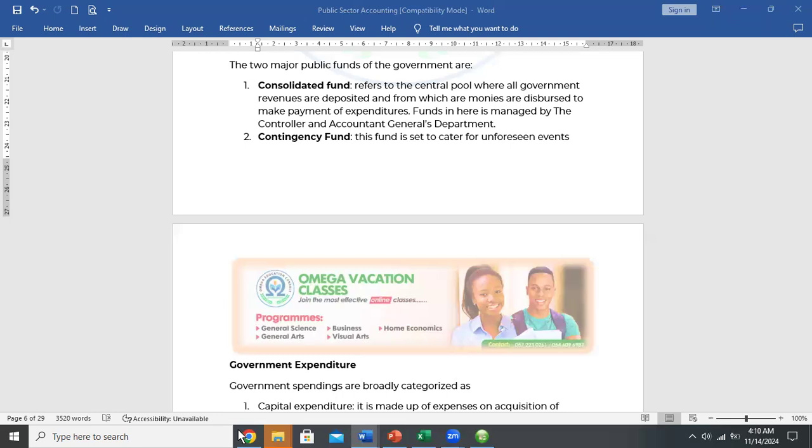So it's out of the consolidated fund that all payments are made in terms of salaries, insurance, disbursement to the GETFund and all those projects. That's where it comes from. And this is overseen by the Controller and Accountant General's Department, right?